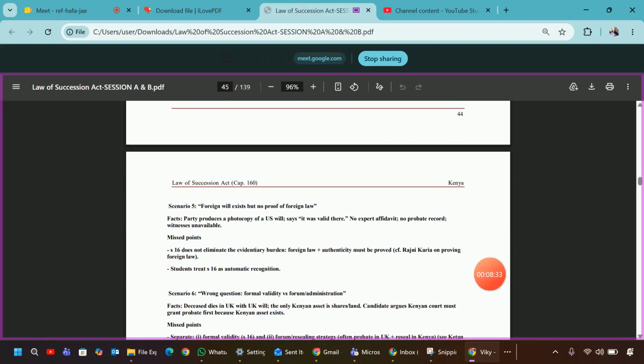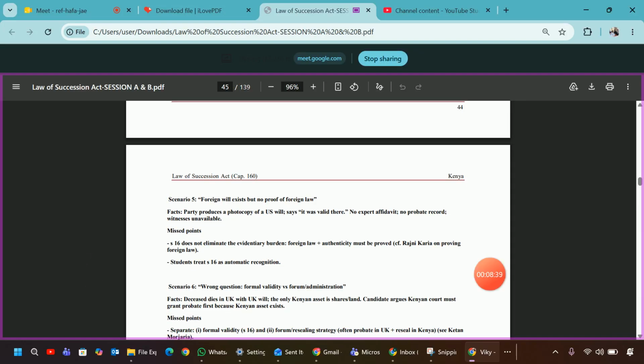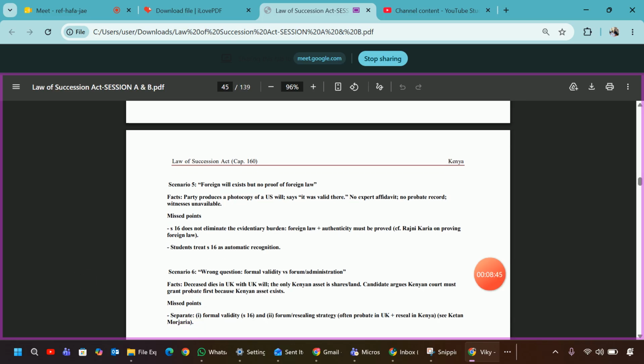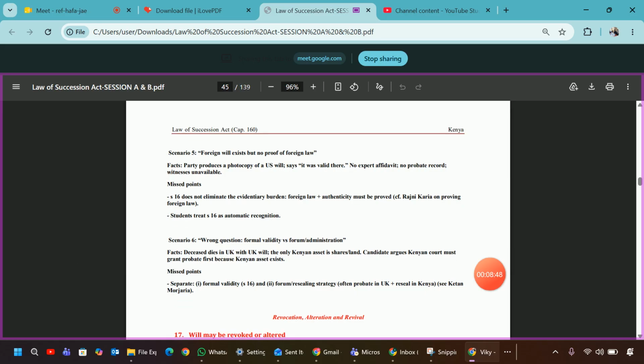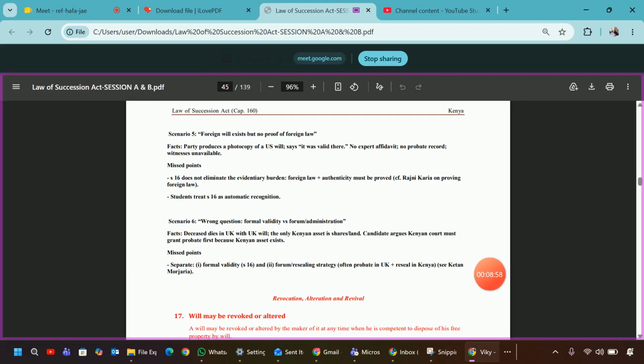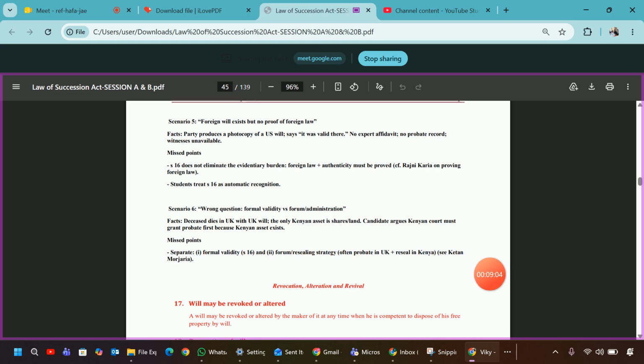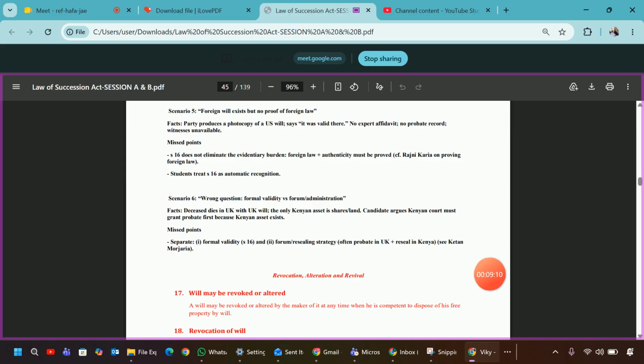Scenario number 5: a foreign will exists but there is no proof of foreign law. The facts are that a party produces a photocopy of a US will and says that it was valid there. He does not attach any expert affidavit. There is no probate record. Witnesses are unavailable. Section 16 does not eliminate the evidentiary burden. Foreign law plus authenticity must be proved. This is in Rajni Kanari, on proving foreign law. Students treat Section 16 as automatic recognition. That is wrong.